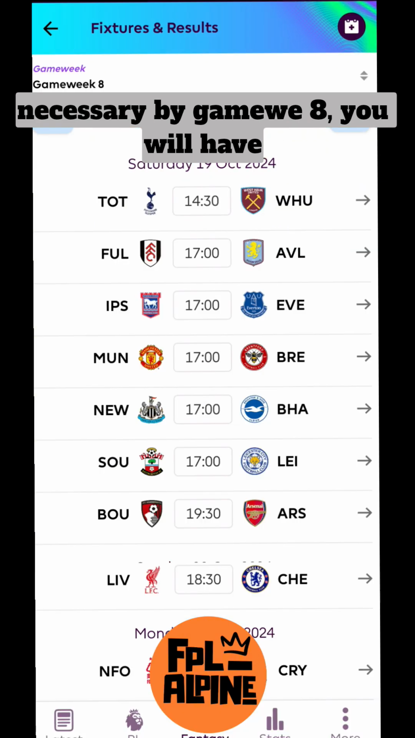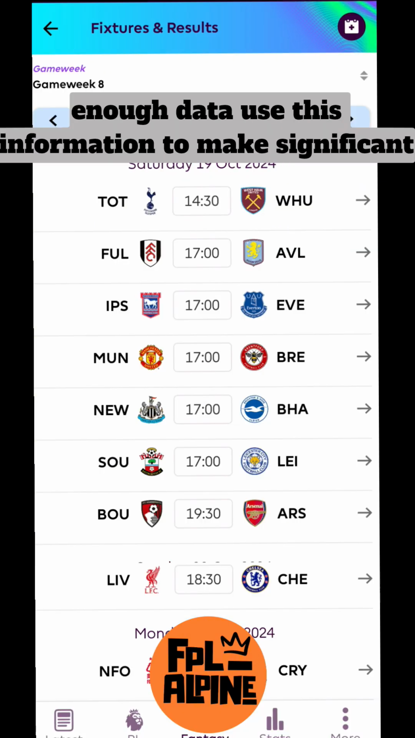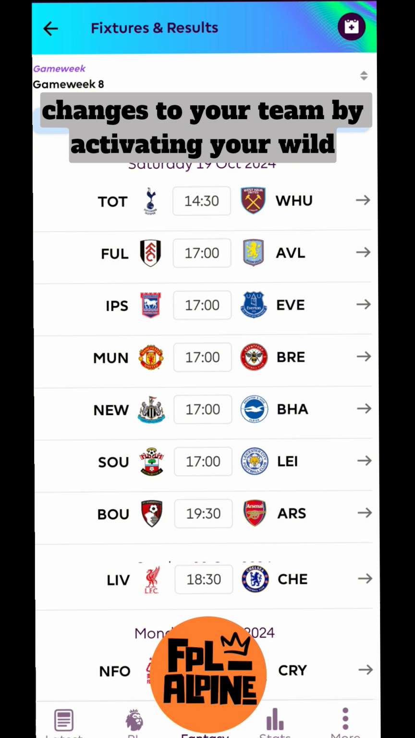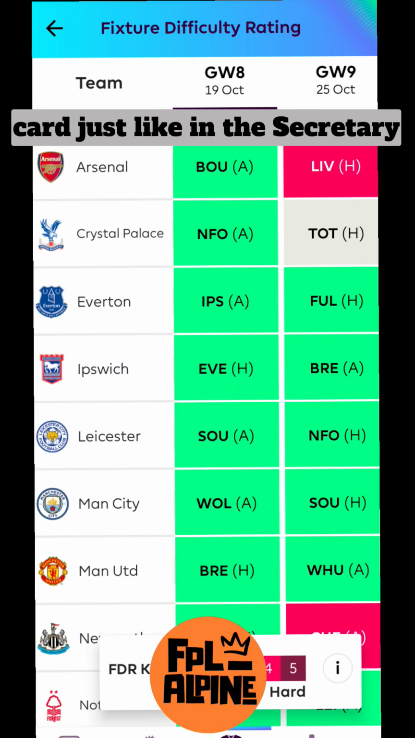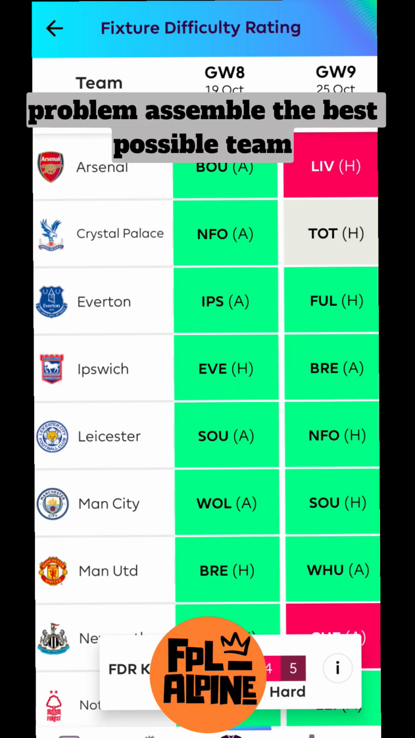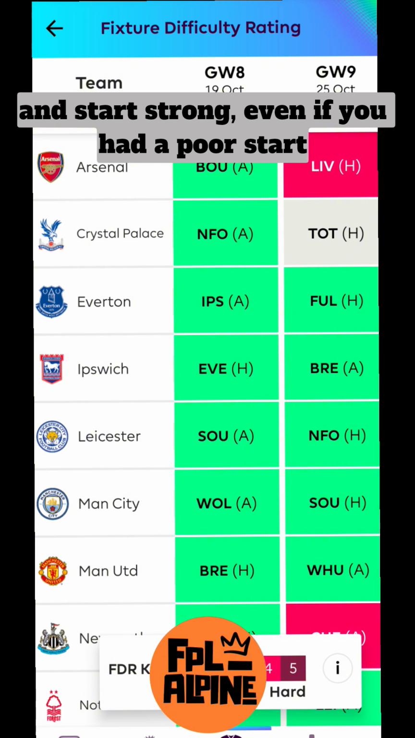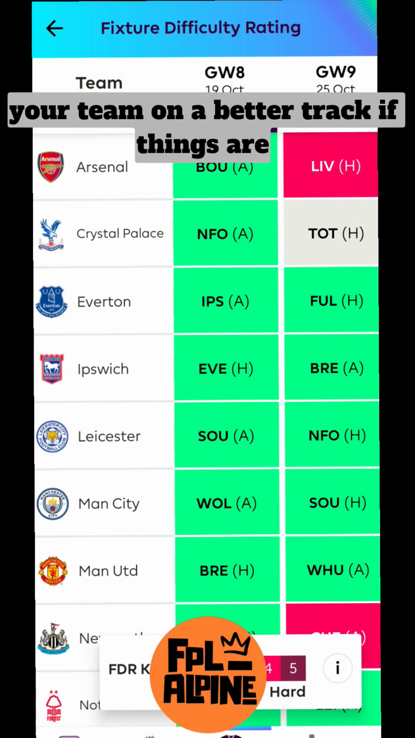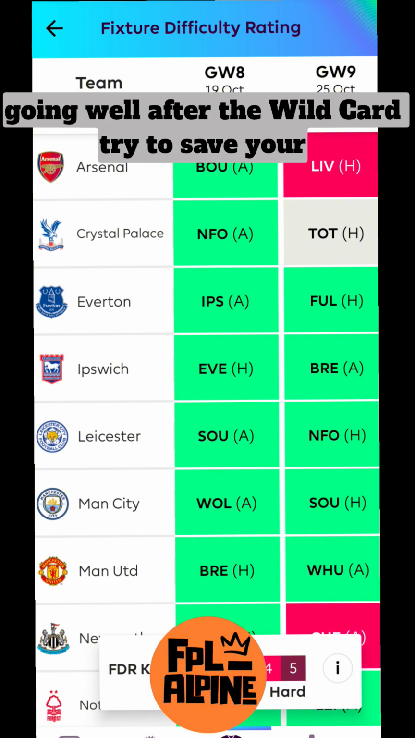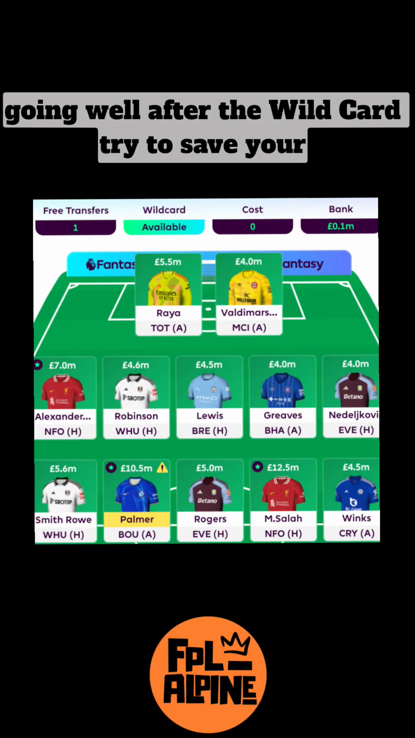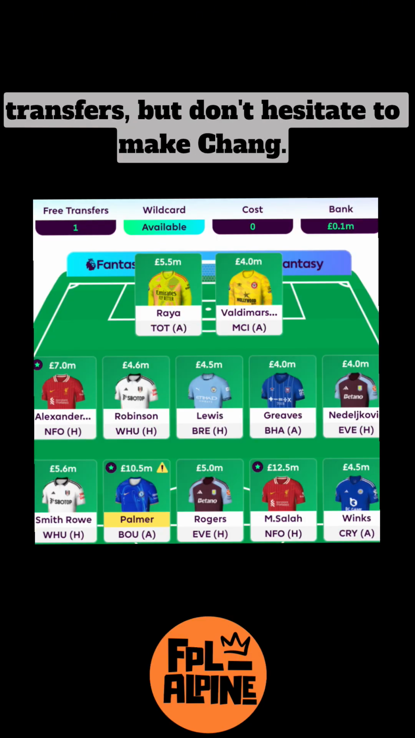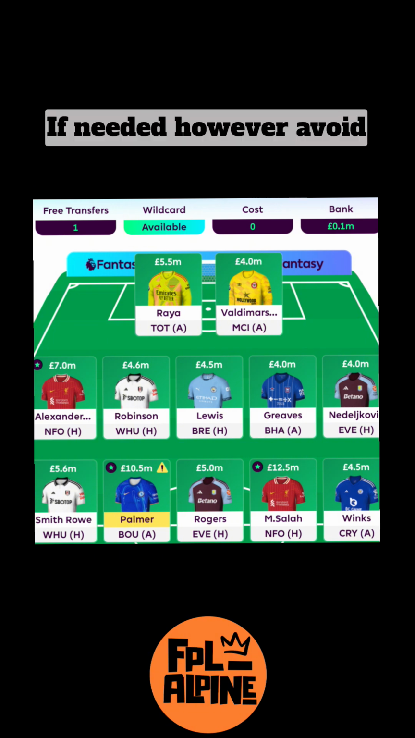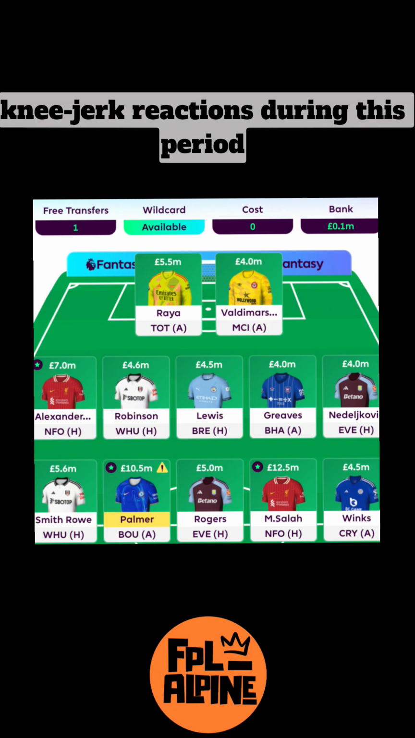By game week 8, you will have enough data. Use this information to make significant changes to your team by activating your wildcard. Just like in the secretary problem, assemble the best possible team and start strong. Even if you had a poor start to the season, this gives you a chance to recover and put your team on a better track. If things are going well after the wildcard, try to save your transfers, but don't hesitate to make changes if needed. However, avoid knee-jerk reactions during this period.